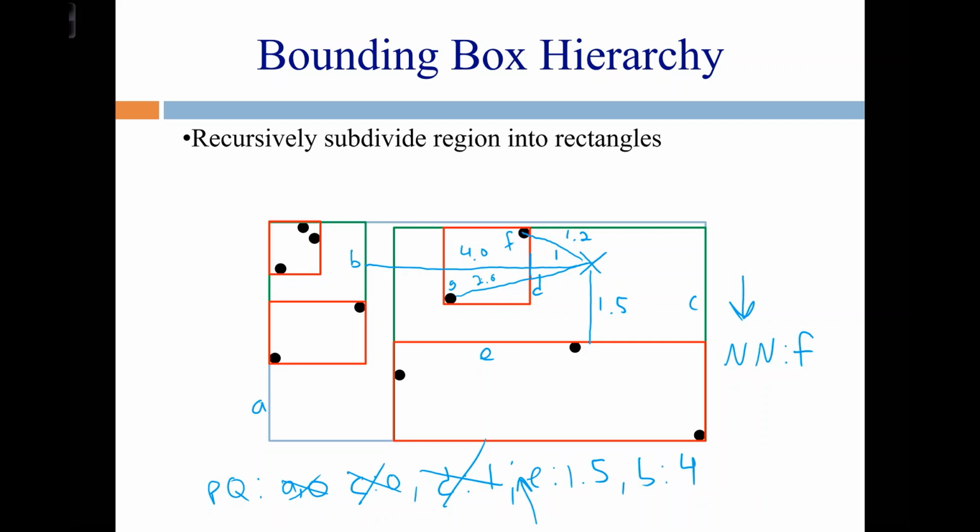When you pop any node off of the queue, you enqueue its children. So if its children are boxes, then you enqueue the boxes. If its children are points, then you enqueue the points.